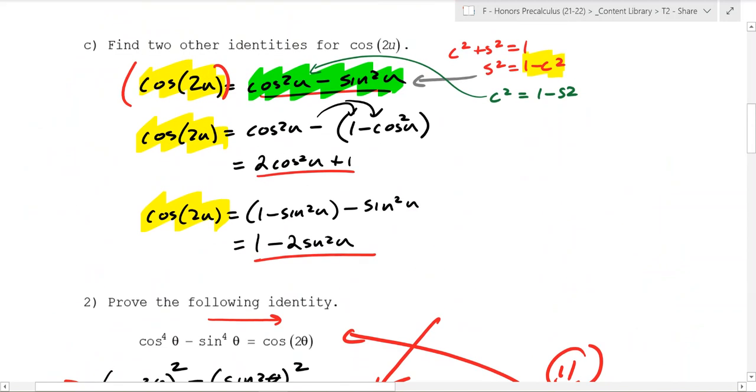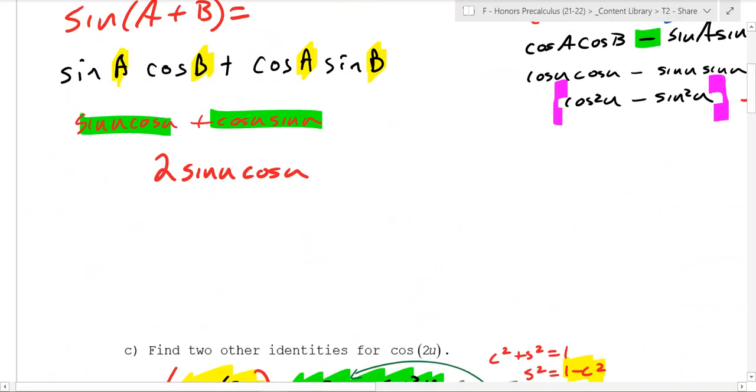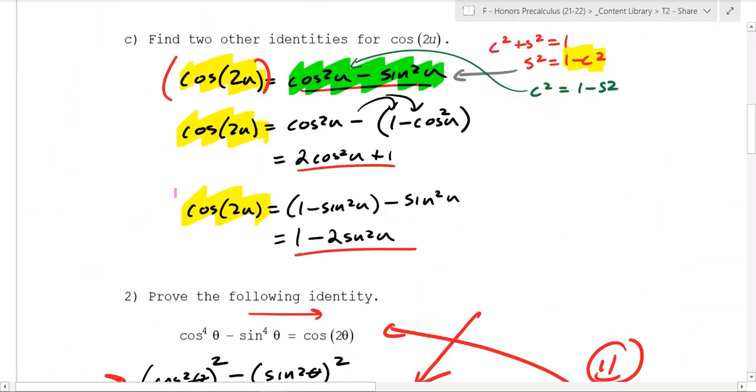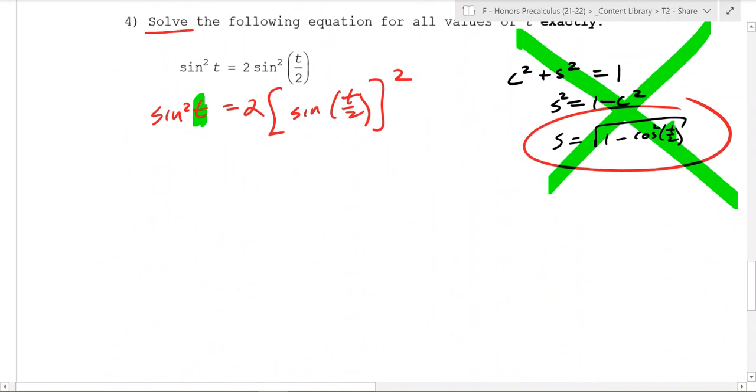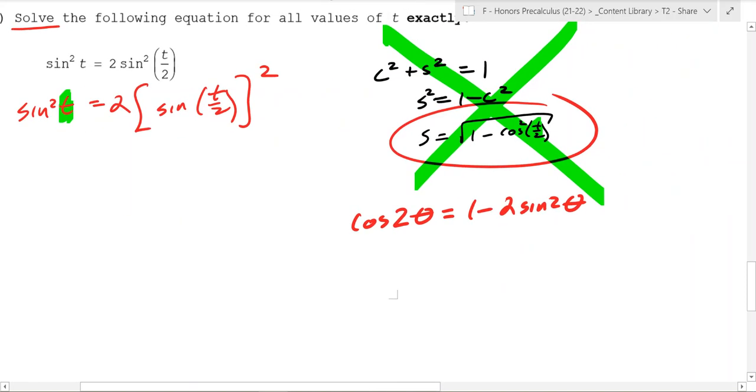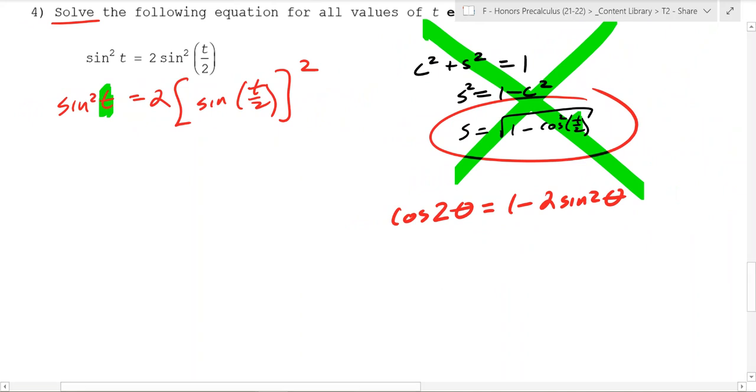Well, there's one right here which is super helpful. Cosine of 2 theta is equal to 1 minus 2 sine squared of theta. So it tells us that cosine of 2 times theta is equal to 1 minus 2 times sine squared of theta. And this is helpful because we can just make a substitution here.